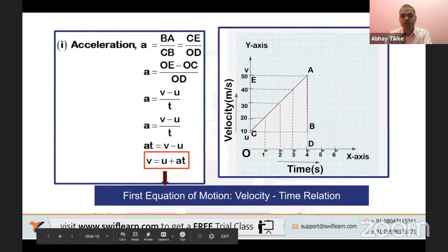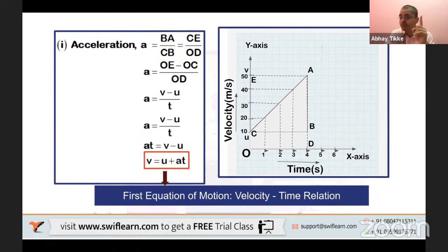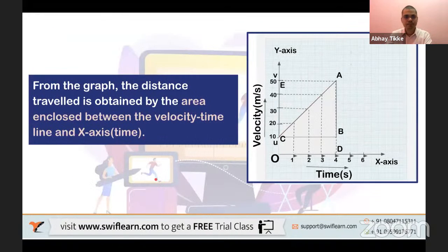Now let us go ahead. The first equation of motion, that is the velocity time relation, because V represents velocity. Which velocity? Final velocity. U represents which velocity? Initial velocity. A represents uniform acceleration, not just acceleration, it is uniform acceleration, right? And T is your time. So which relation is this? It is the velocity time relation. Okay? Shall we go ahead? Fine.